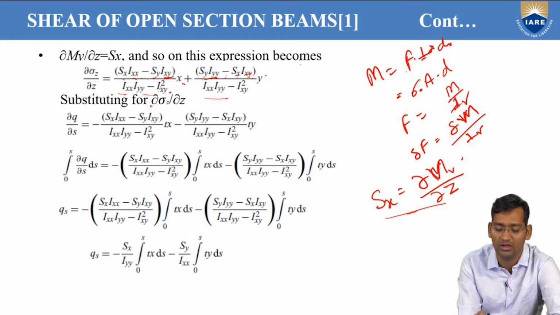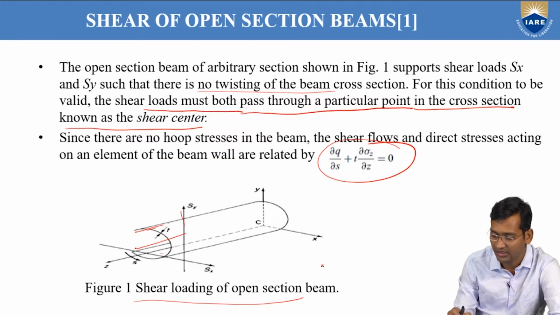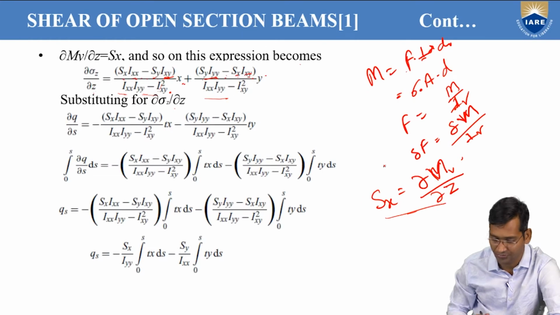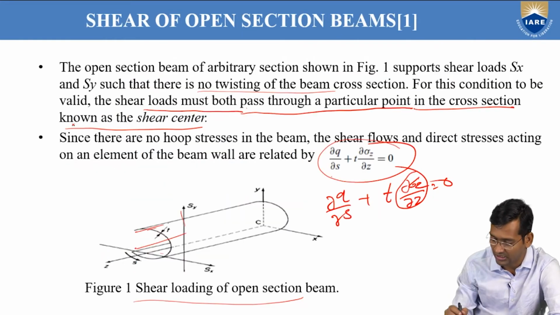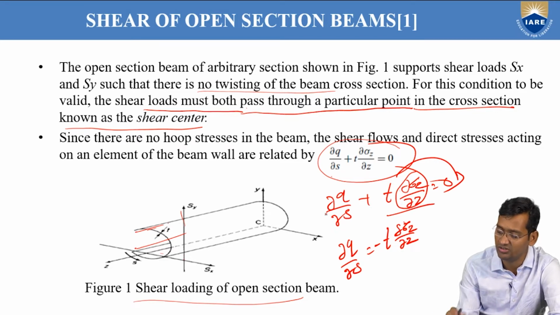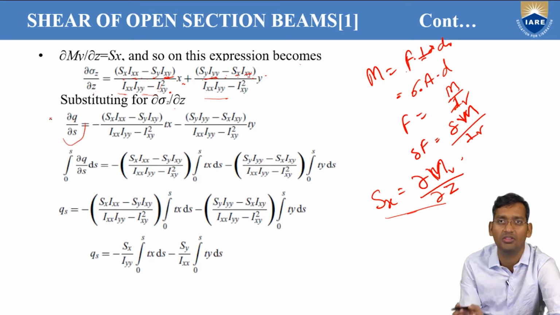Okay, substituting for del sigma z by del z, where we have del q by del s plus t into del sigma z by del z equals to 0. So substitute here del sigma z by del z equals to 0. So what we will get? This one, or we can write this as del q by del s equals to minus t del sigma z by del z. After taking this to this side, this term becomes minus. So which one have we taken minus? That kept dq by ds positive, then the other term on that side.